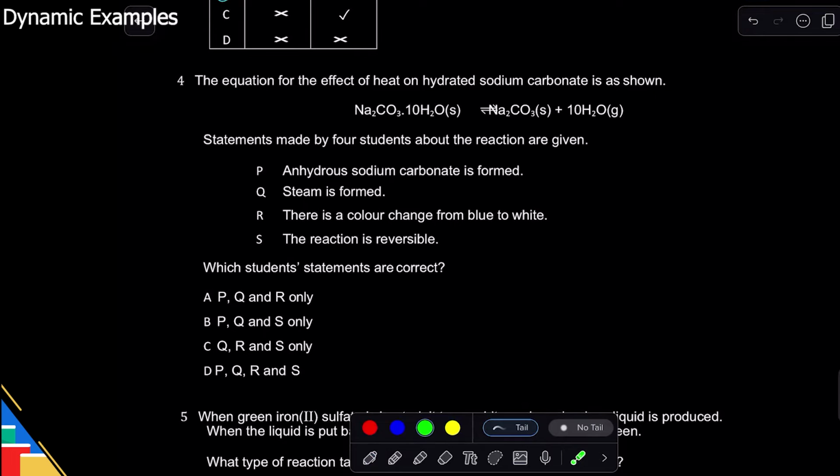The equation for the effect of heat on hydrated sodium carbonate is shown. Statements made by 4 students are given. What's the term anhydrous? Anhydrous means that it does not have water added to it. So this one is hydrated, because it has water in it, and this one is anhydrous. Anhydrous sodium carbonate is formed. Yes, that is correct. Steam is formed. Yes, because you can see water as a gas, which is steam. There's a color change from blue to white. No, because color comes from transition metals, and you don't have them here. The reaction is reversible. Yes.